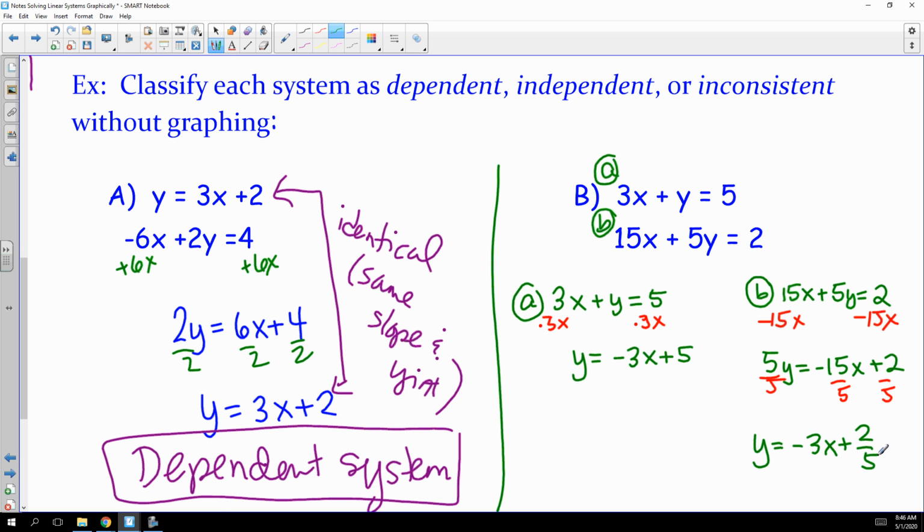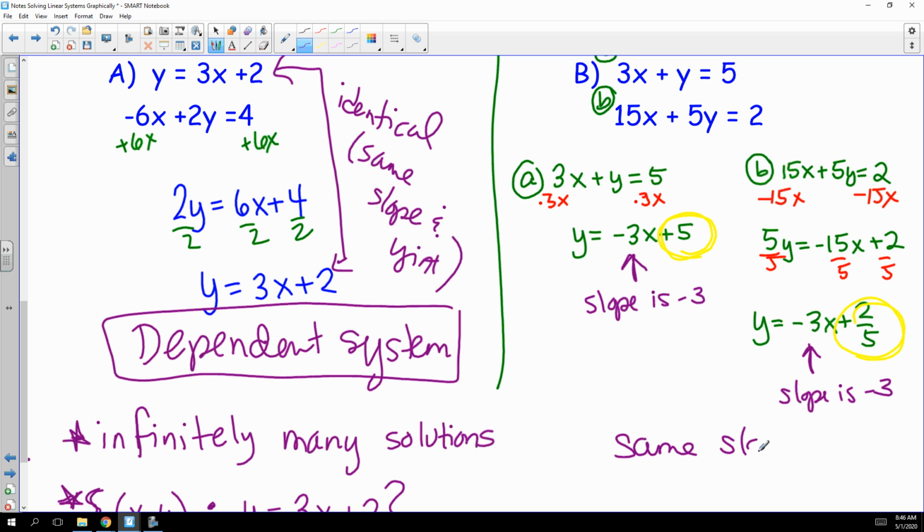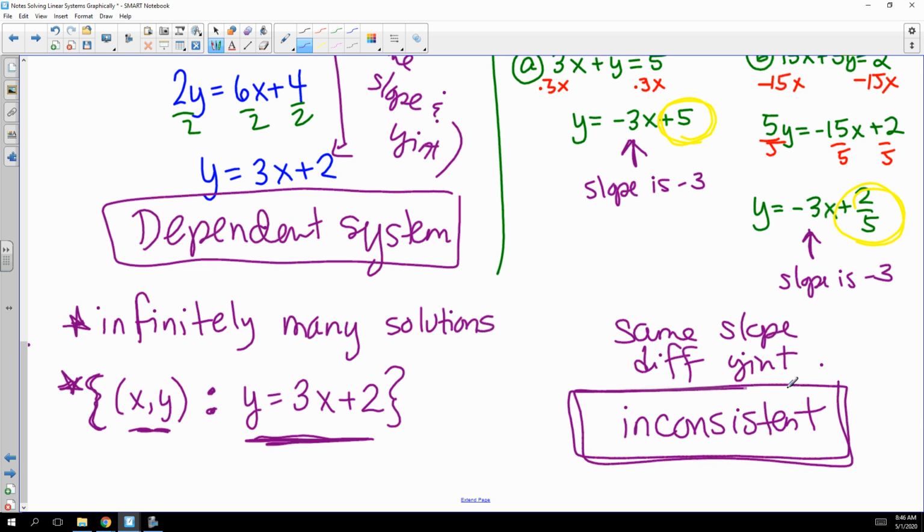So here's what I notice about this particular system. Notice that the slope will be the coefficient in front of x when your equation is in slope-intercept form. So the slope is negative 3. Also here, the slope is negative 3. But notice they have a different y-intercept, right? So same slope and different y-intercept means the system must be a system of two parallel lines, which means it is an inconsistent system, right? If you were going to identify the solution, it would be no solution because there are no points in common, okay?